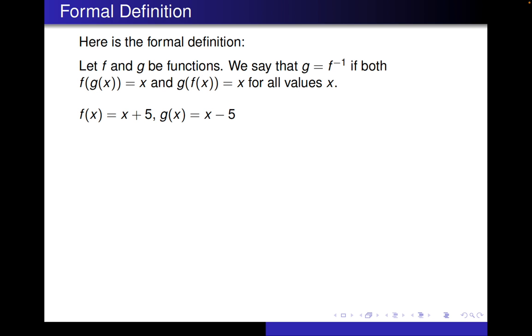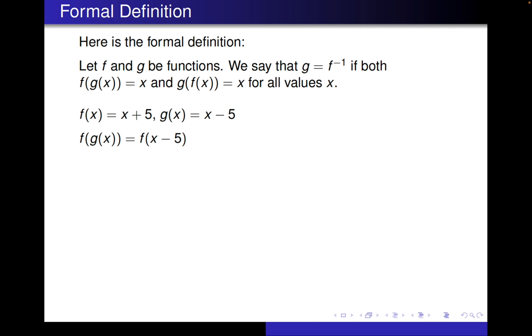So for instance, if I have f of x equals x plus 5 and g of x equals x minus 5, I want to know if g is actually equal to f inverse using the definition. It sure seems intuitively clear that they should be inverses, but let's see how they work with the definition. So first of all, we have to look at f of g of x. Now we're going to have to just do the same thing we used to do with composition of functions. G of x, we know what that is. That's just x minus 5.